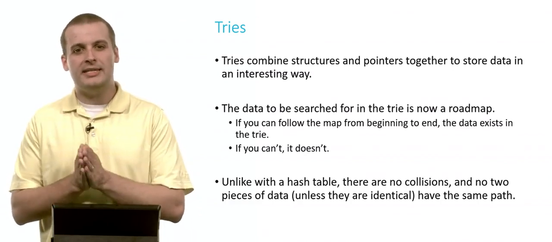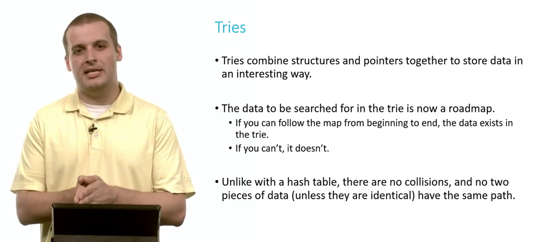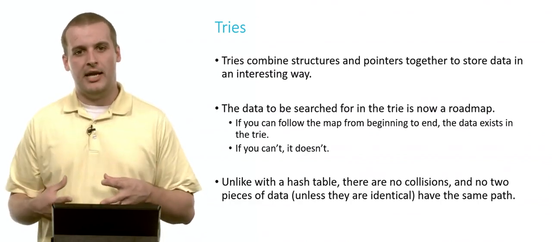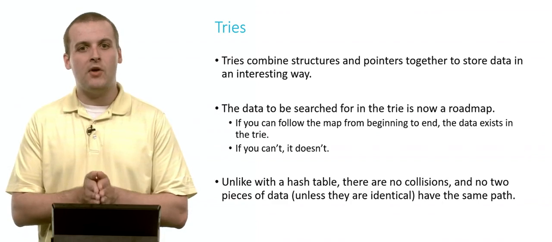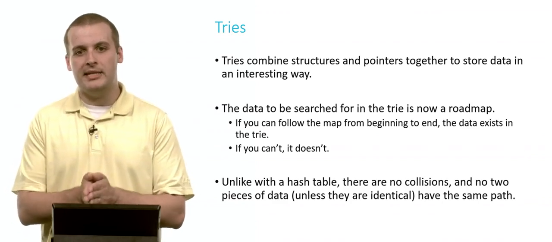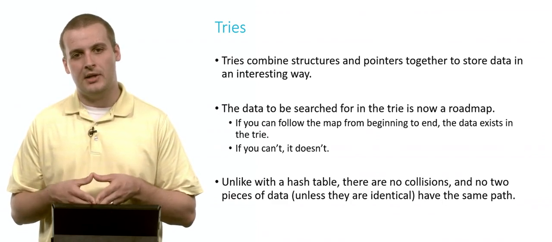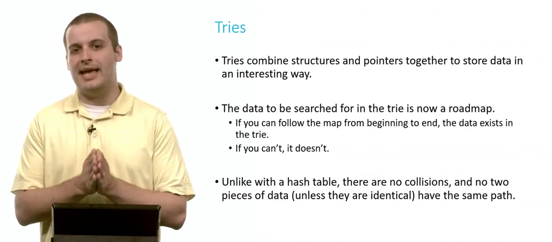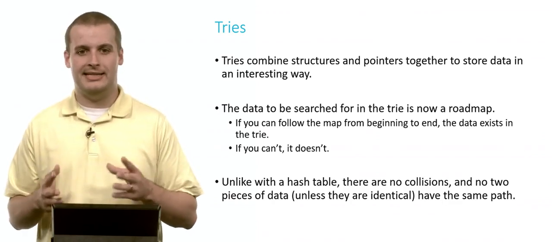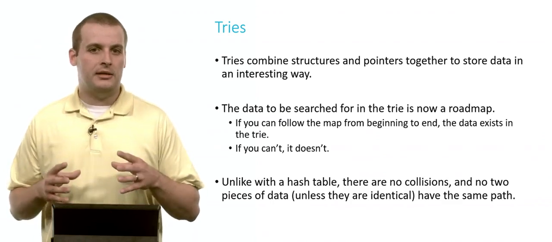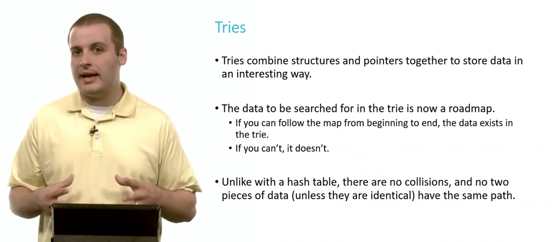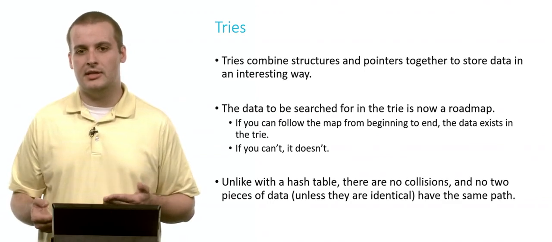Now, we use the data as a roadmap to navigate this data structure. And if we can follow the roadmap, if we can follow the data from beginning to end, we'll know whether that data exists in the try. And if we can't follow the map from beginning to end at all, the data can't exist. Again, the keys here are guaranteed to be unique. And so unlike a hash table, we'll never have to deal with collisions here. And no two pieces of data have exactly the same roadmap unless that data is identical.